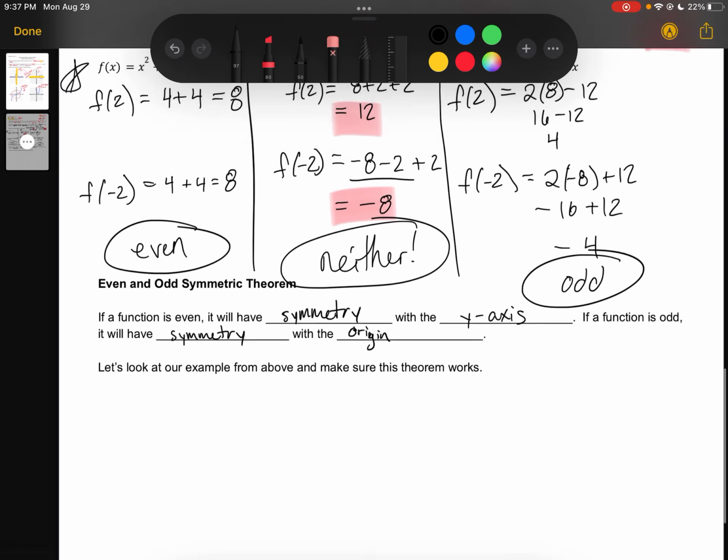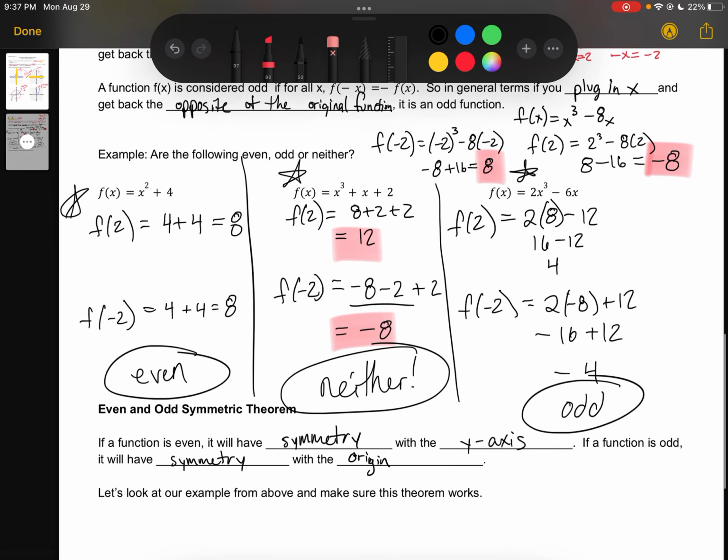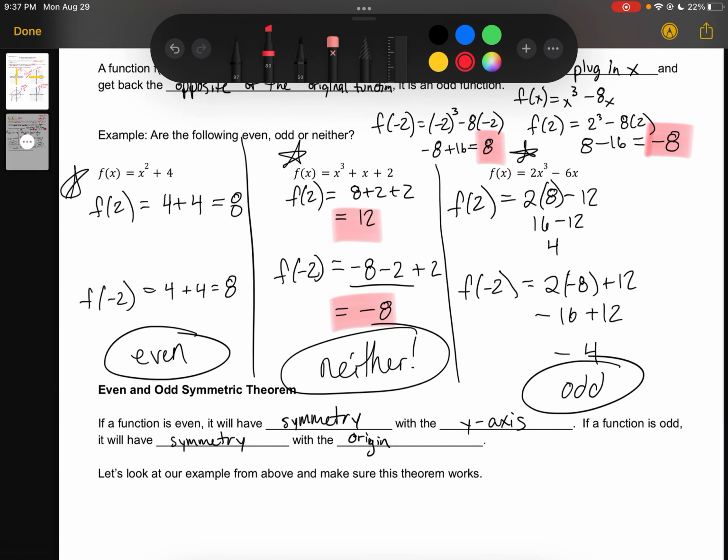So we're going to take a look at our examples from above, and we're going to see if this works. The two that we're going to look at in Desmos right now, and feel free to pull up Desmos on your computer, or if you have it on a phone or a graphing calculator, that'd be even better. We're going to take a look at our first one, our even function, and then our second one, our odd function here. So those are the two that we're going to take a peek at in Desmos.